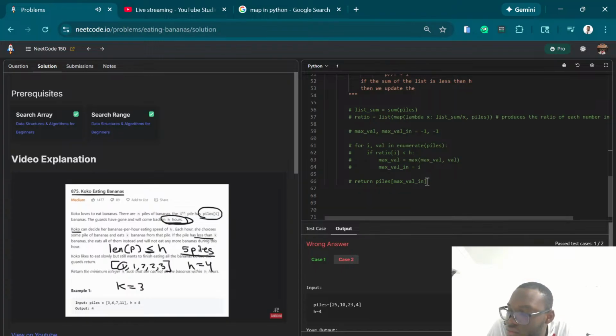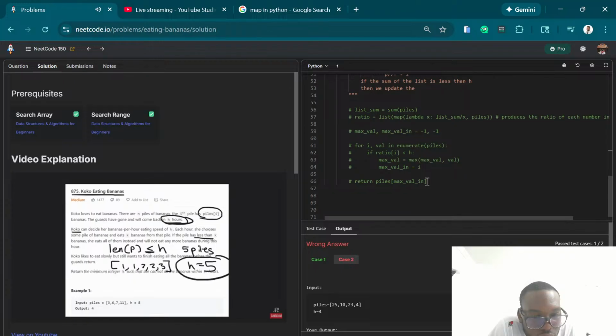Okay, Coco ate this entire pile, this entire pile, this entire pile, and this entire pile, because she could only eat 4 piles since we only have 4 hours, right? Coco can only eat 1 pile per hour. So if she ate all 4 piles over here, we'd still have 1 left over. That's why they guarantee us that h is always going to be greater than or equal to the number of piles. So the minimum h could possibly be, given this input array, is going to be 5.